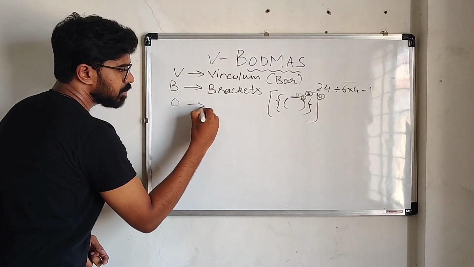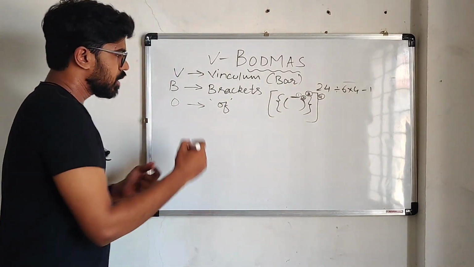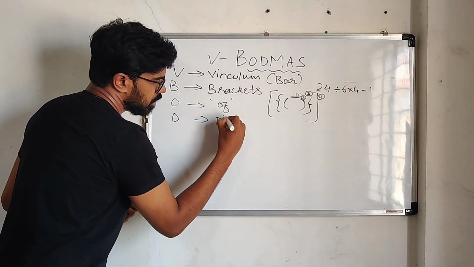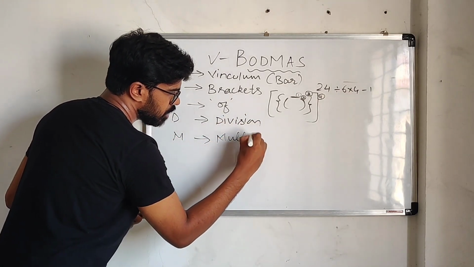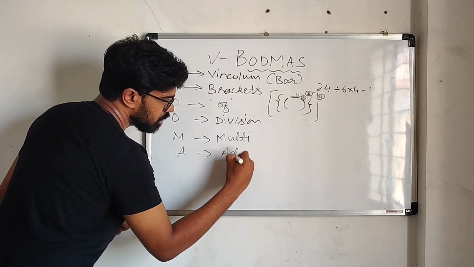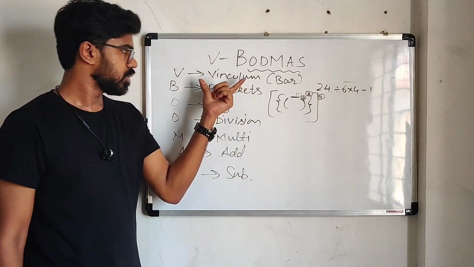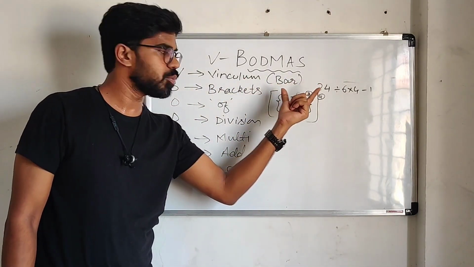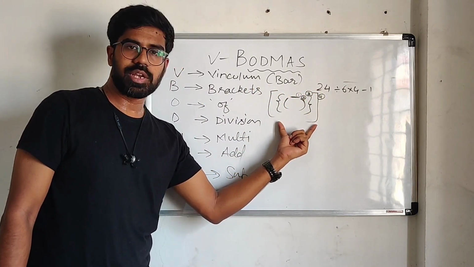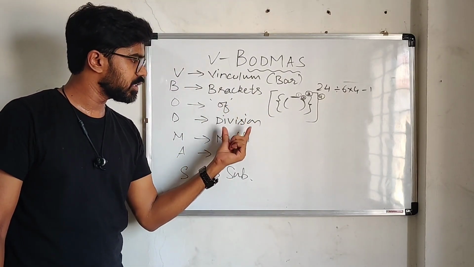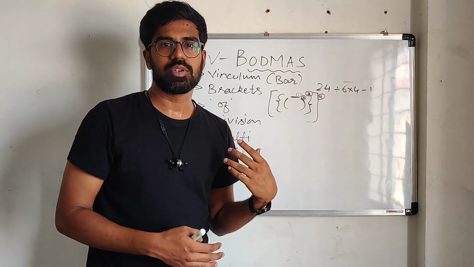Then you know the rest. Then comes the word of. If you come across the word of, you simply have to multiply. Then the next one is division. Then we have multiplication. Then we have addition. And the last one is subtraction. So in this order, starting with V, you give the first preference to bar. Then you check whether it is a round bracket or curly bracket or square bracket. Then you check for the word of, then division, multiplication, addition and subtraction. Whatever the given expression is, you will be quickly able to solve it.